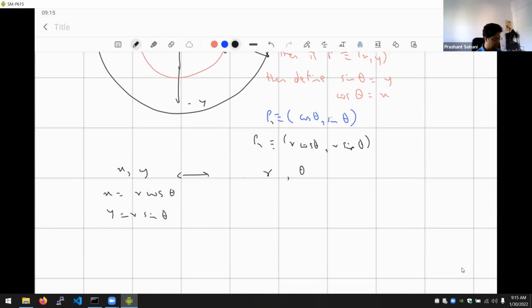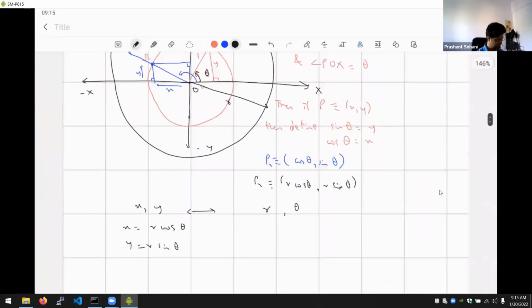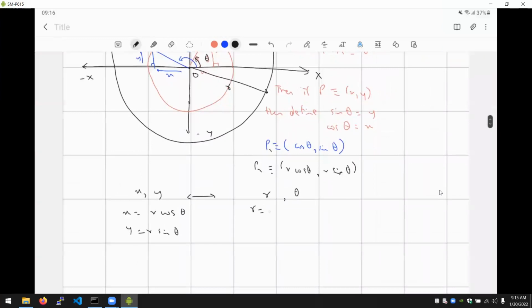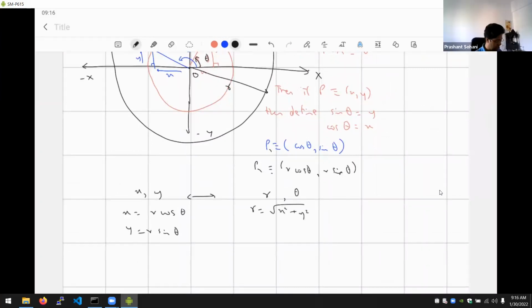But if you know x and y, what is the expression of r and theta? Specifically, what is r in terms of x and y? Sir, root x square plus y square. Right, r is root x square plus y square, simple Pythagoras theorem. What about theta? Cos inverse of x by r. Okay, so you are writing theta as cos inverse of x by r.